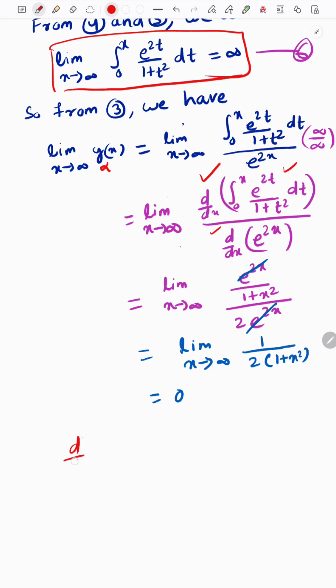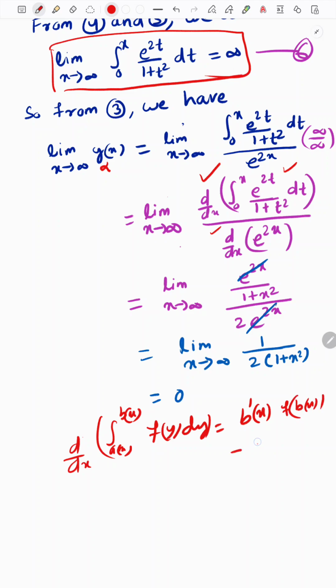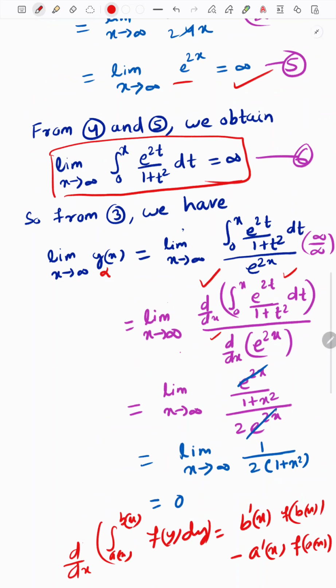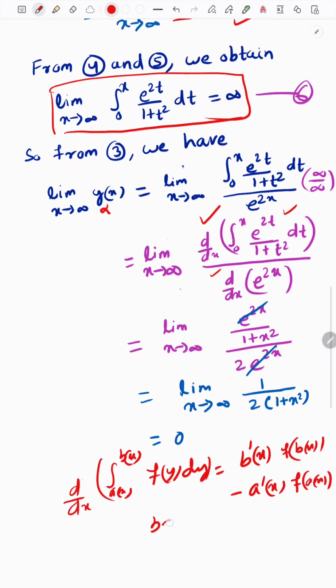The Leibniz rule says that the derivative of the integral from a(x) to b(x) of f(y) dy, where a(x) and b(x) are some functions, is nothing but b dash x into f of b(x), and minus a dash x into f of a(x). This is the standard Leibniz rule. Okay, so here b(x) is equal to x and a(x) is equal to 0. So this term will not come, and this value is nothing but this expression and this one.